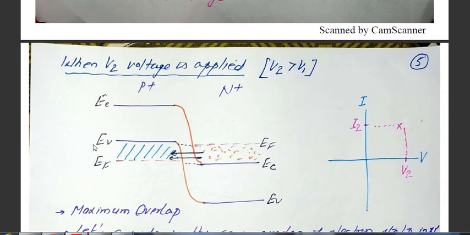All the electrons from this side flow towards the other side, that is from the N plus side to the P plus side, by the tunneling process. So current I2 is going to flow. Also this I2 current is greater than the I1 current. We can see this from this IV curve here. This is V2 voltage, which is greater than V1, and this is the corresponding I2 current which is going to flow across this tunnel diode, and again this I2 is higher than I1.